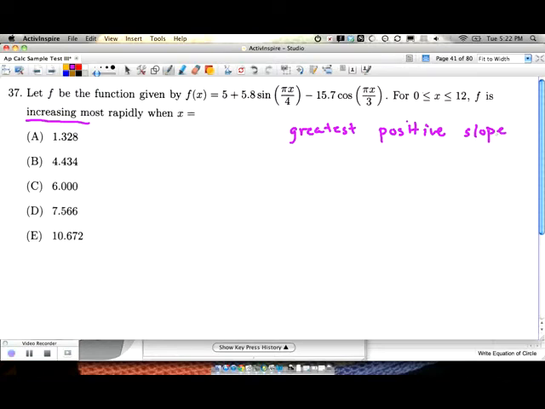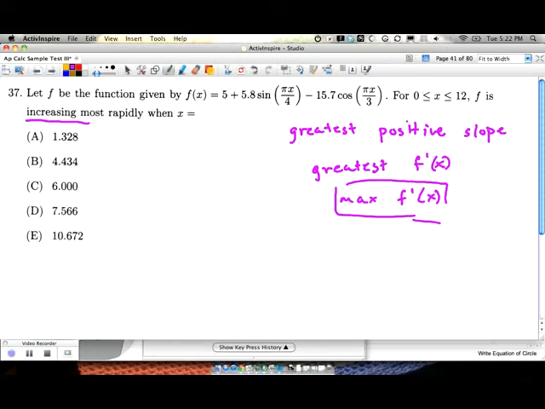Well, the greatest positive slope is going to be the greatest derivative, or the max of f prime of x. Well, that means we're looking for the max of f prime of x. That's what we need to look at. So let's start with this and then work our way from there. If I look at this function, first thing that I want to try and think about doing is trying to find the max of the derivative.